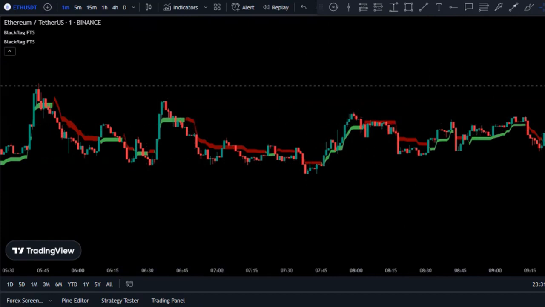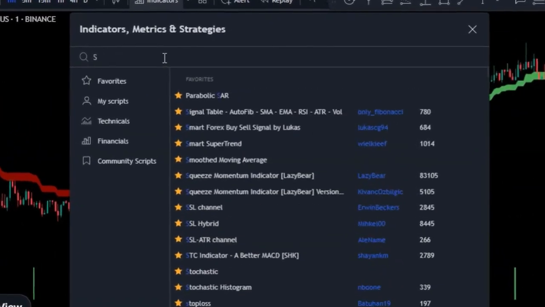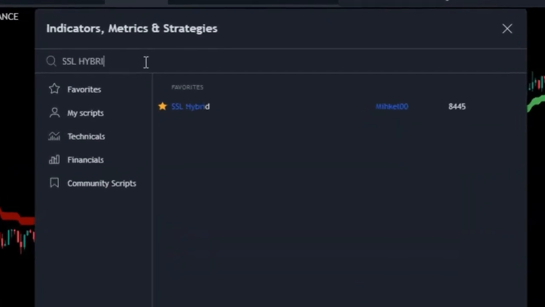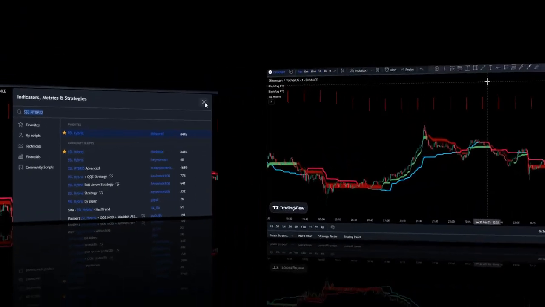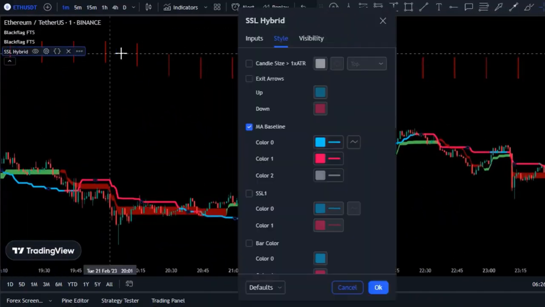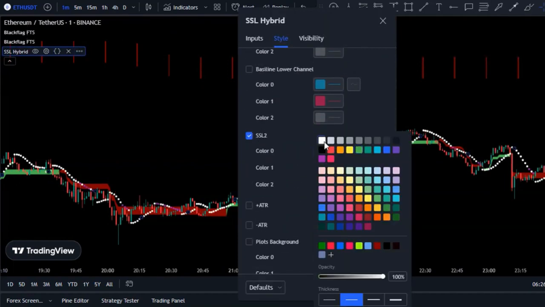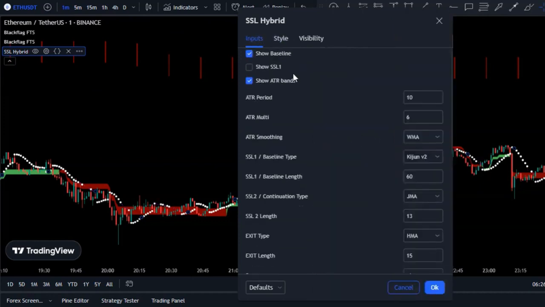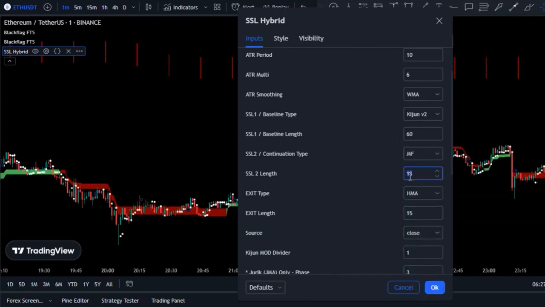So to solve this problem, I plan to use the SSL hybrid indicator in this setup. So add this indicator to the chart from the indicator section of the TradingView platform. To optimize the indicator, head over to its settings and in the Style tab, only enable the SSL hybrid option and disable all the rest. Then head over to the inputs section and change the SSL type to MF and change its length to 4.